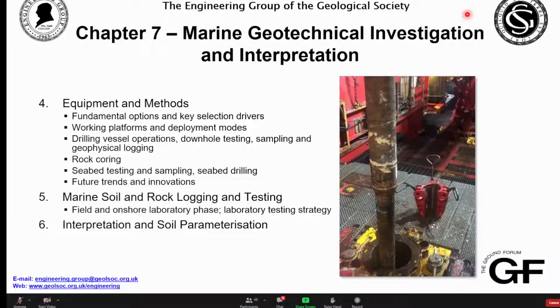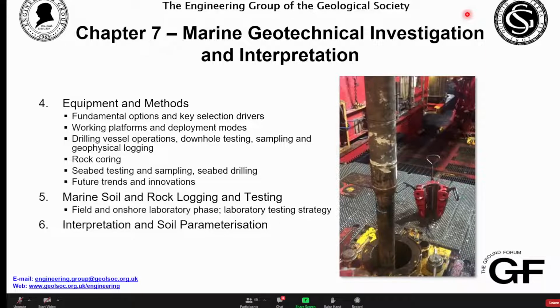And introduce sampling and geophysical logging tools. Talk specifically about rock coring, as this may come up on a case-by-case basis, and then some detailed discussion on seabed testing and sampling, so cone penetration testing and the like, and advances in seabed drilling that don't necessarily rely on use of a drilling vessel.